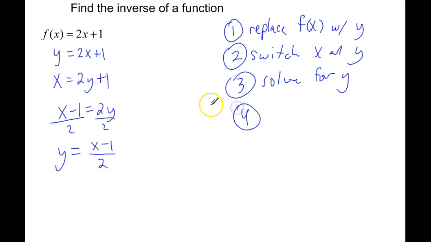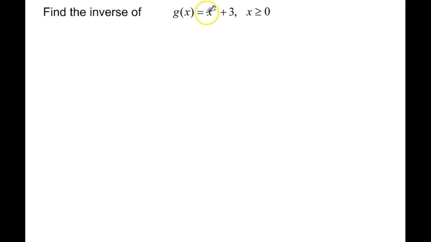Last step. That is the inverse function, but I need to name it as such. Remember, f is the original function, so rename the function as the inverse. So this would be the inverse of x equals x minus 1 over 2. That's the basic process of finding the inverse from scratch for any given function, as long as it's one-to-one. Let's find the inverse of this one, right? So let's follow the steps.